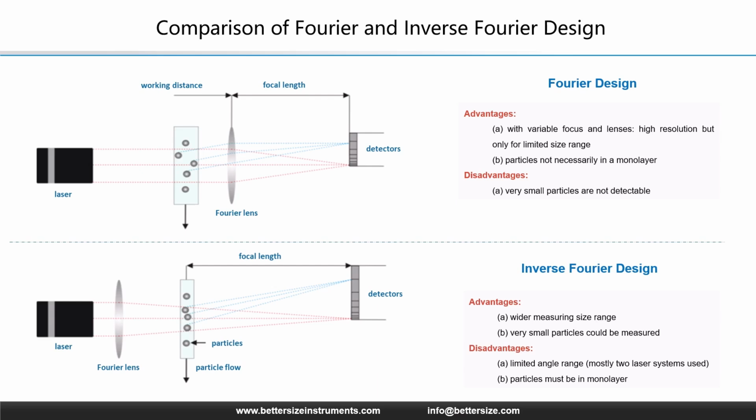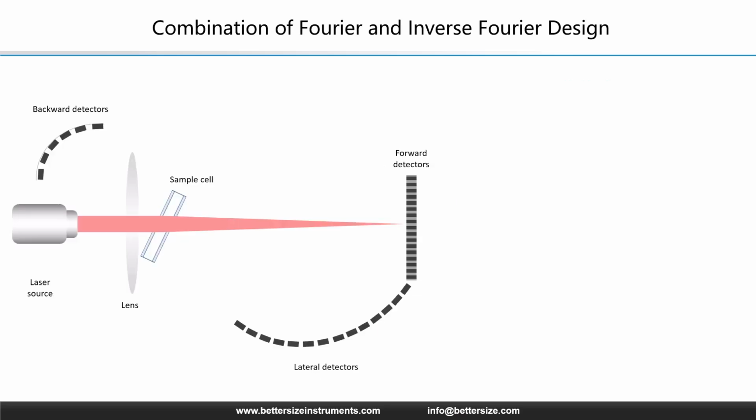For decades, manufacturers had to choose one or the other. You either got resolution or range. But we ask, why not have both? Here is how we integrate these concepts into the Bettersizer 2600 Plus.